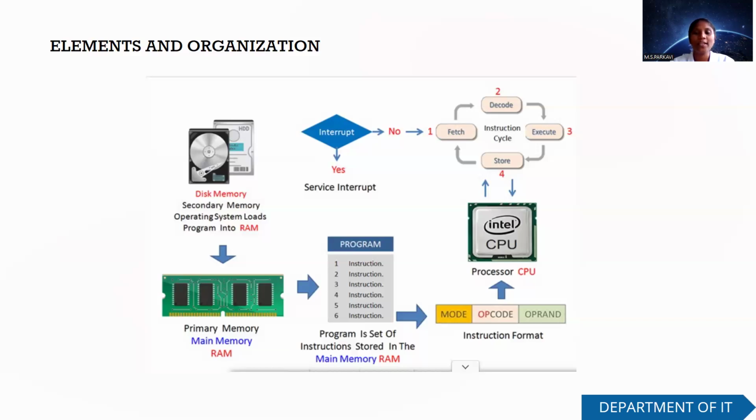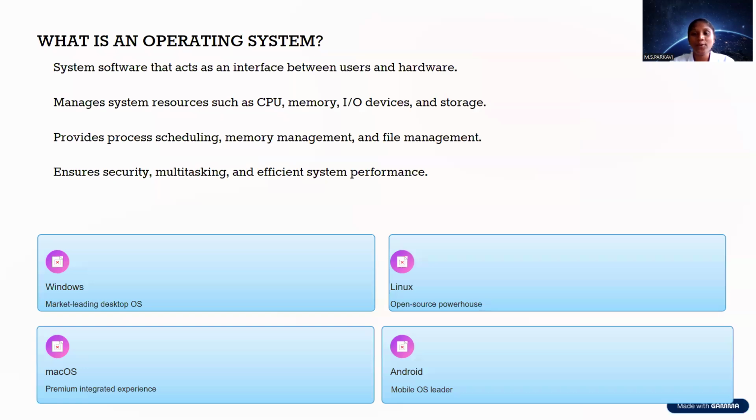The instruction format consists of three modules: first one is mode, second one is opcode, and operation plan. Then it is sent to the process CPU. The CPU is nothing but the heart of a computer. So the next is an instruction type code. It is used to store the program and execute and decode and then finally fetch the data into the operating system. And then in the next slide we discuss the main topic, what is an operating system?